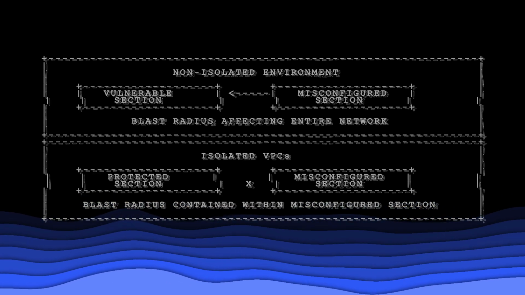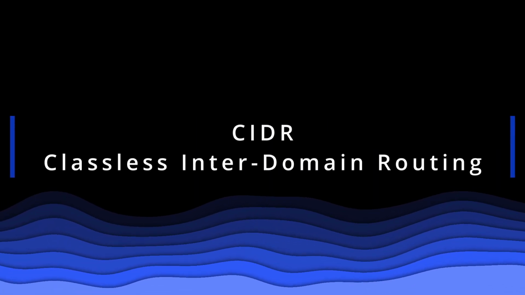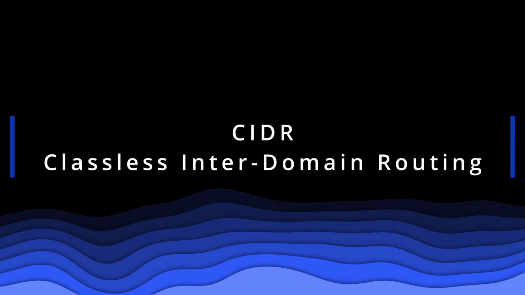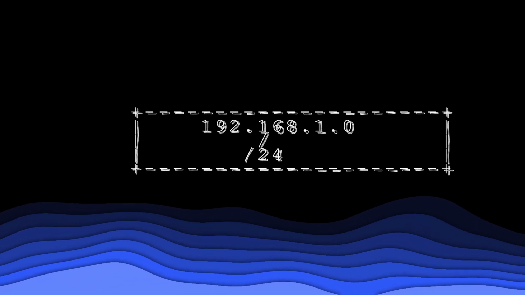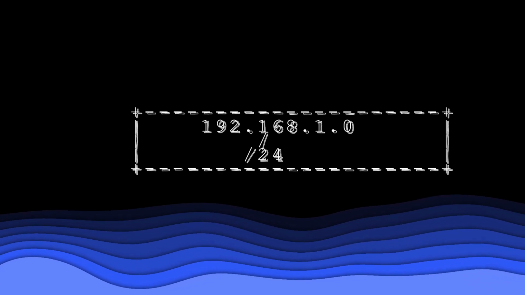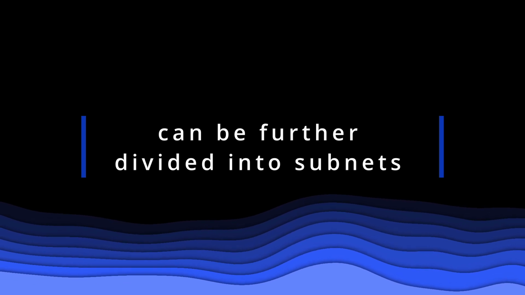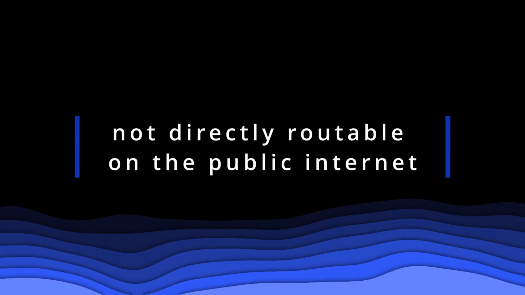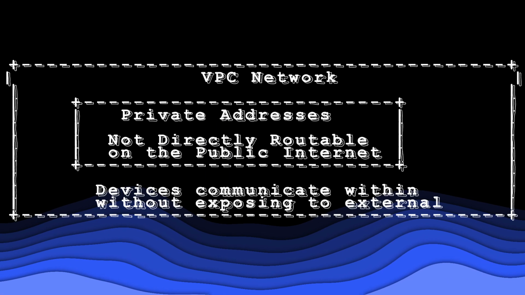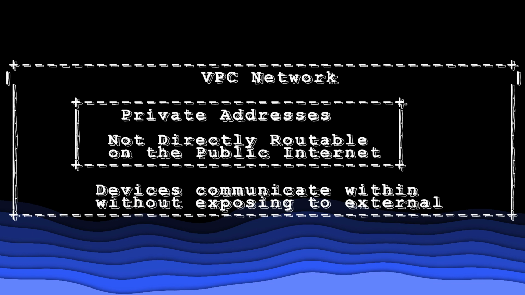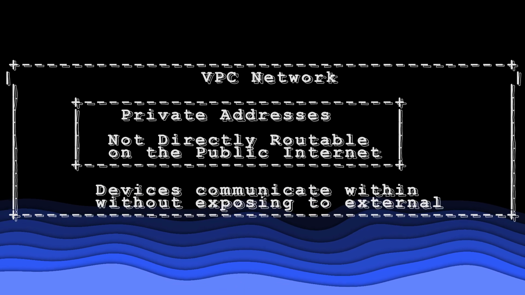When creating a VPC, users need to specify an IPv4 CIDR, classless interdomain routing, block for the VPC, which represents the IP address range for the network. Once a VPC is defined with an IP address range, this range can be further divided into subnets, with each subnet having its distinct CIDR block. The addresses within a VPC are referred to as private because they are not directly routable on the public internet. They are reserved for private networks and allow devices within the VPC to communicate with each other without exposing the traffic to the external world.